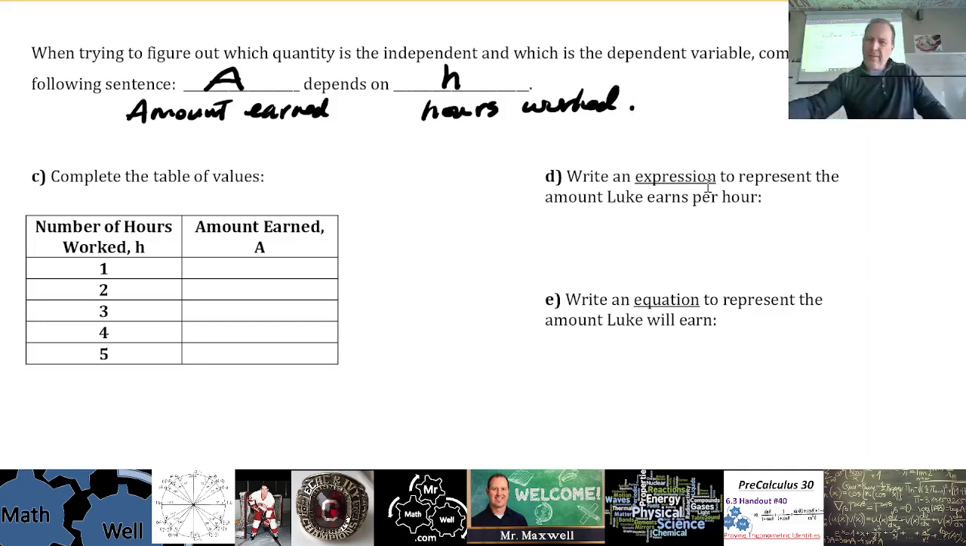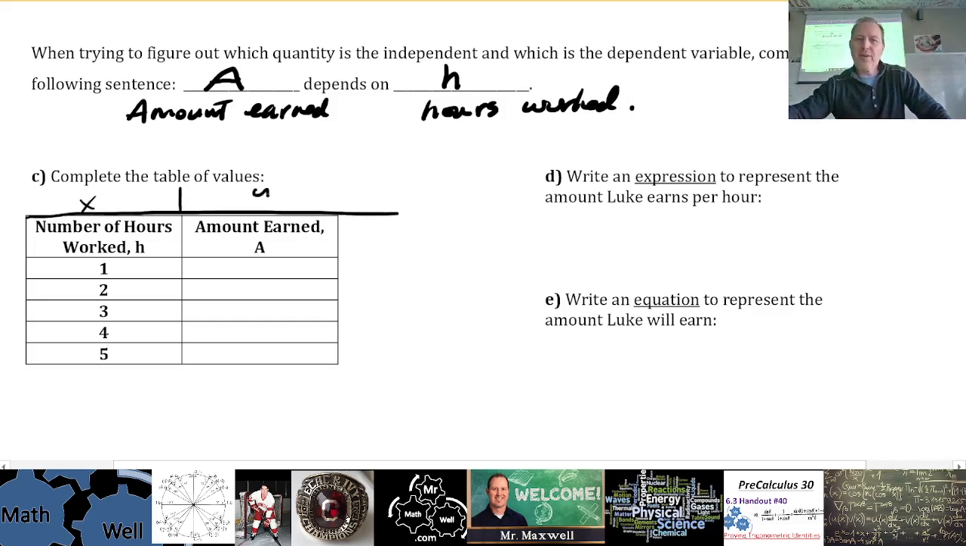And if you remember, I might be jumping ahead a little bit, but this is like the X column and this is the Y column when you do a table of values. So we'll get to that a little bit later, but on a graph you'll be able to spot where the independent variable is and where the dependent variable is too. Okay, so number of hours worked.